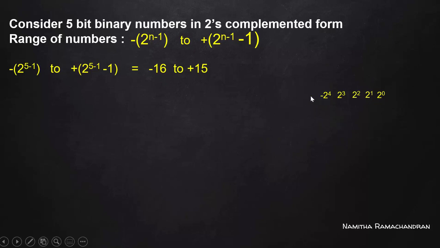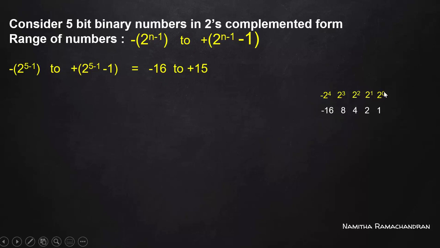The positional weightage is like this: 2 to the power 0, 2 to the power 1, 2 to the power 2, 2 to the power 3, and last is the sign. Sorry, the last position indicates the sign. So here we need to represent negative, because of this particular representation, minus of 2 to the power 4.